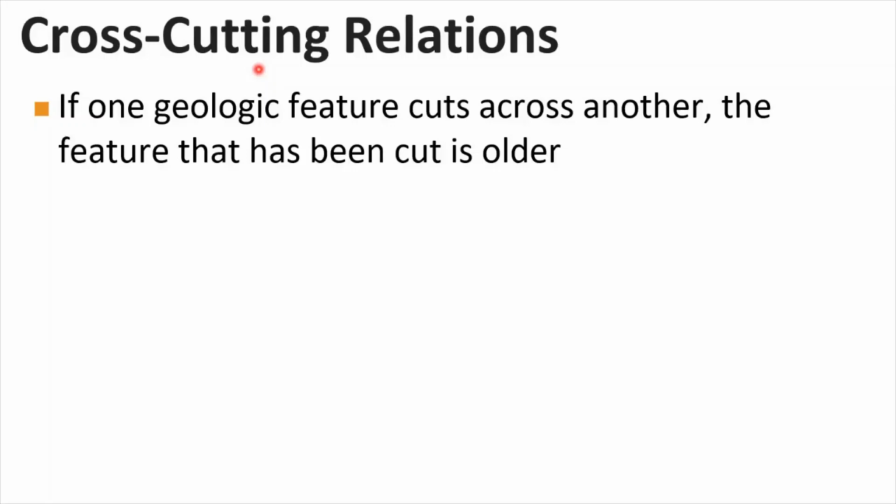If you have anything cross-cutting anything else, you know that those layers had to be there first, otherwise they couldn't be cut by it, okay? So the principle of cross-cutting relations tells you that whatever's being cut is older and whatever is cutting it is younger, okay?